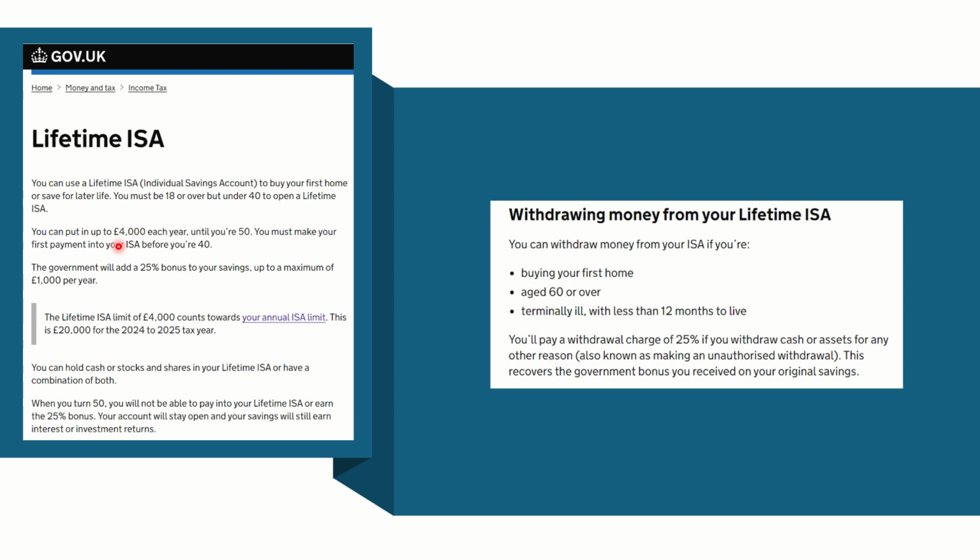So once you are retired. And here it is mentioned that for withdrawing money from the ISA, either you take this money out to buy your first home, then you will have the benefit, or you are aged 60 or over, so only then will you get that money.